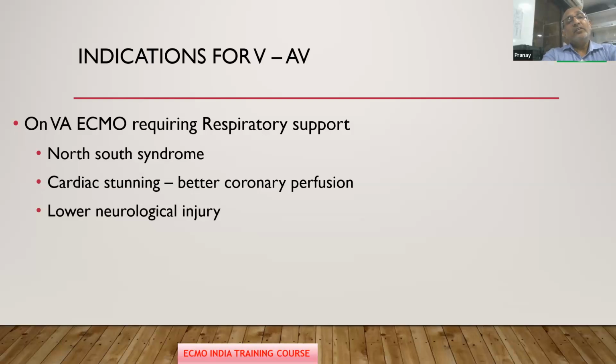Or when a patient is already on VA ECMO and requires some respiratory support, like the patient develops Harlequin syndrome, also called north-south or differential hypoxia, or the patient is in cardiac stunning but requires better coronary perfusion, or the patient on VA ECMO has a little hypoxia because of the Harlequin syndrome, to decrease the lower neurological injuries.